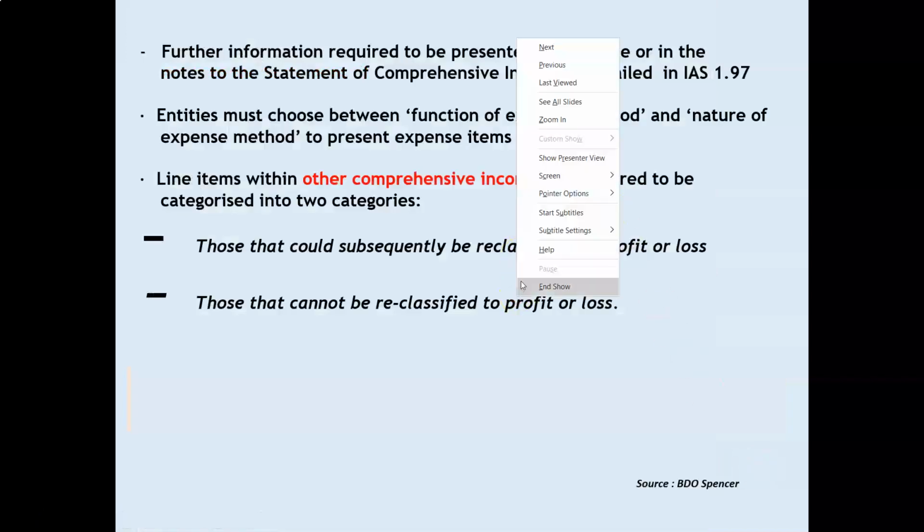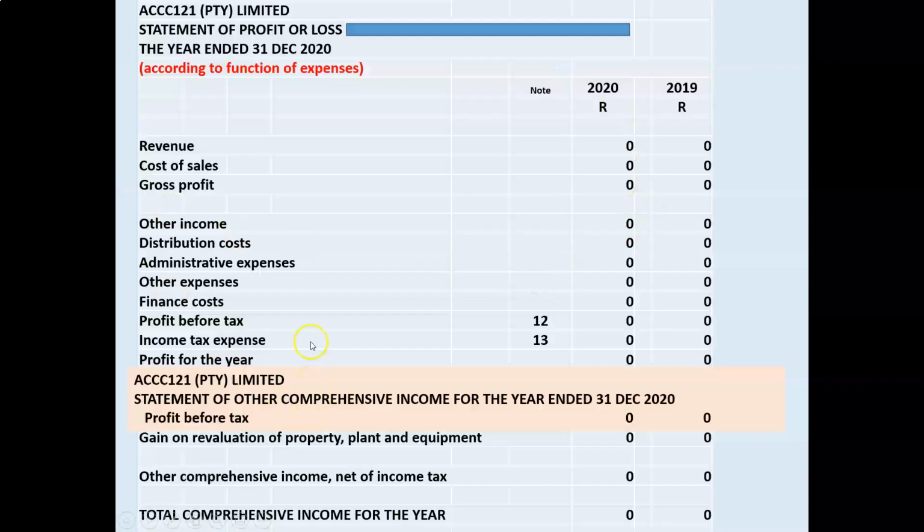Let's quickly, before I move away from this, have a look at the expenses again. Now we said if we're going to apply the function of expenses, we're going to work with distribution and selling costs, admin expenses, and other operating expenses. Now, what is distribution expenses? That is all to do with the selling activity of the entity. Things like commissions paid to our sales personnel. It is directly attributable to the sales action that takes place. So that forms part of trading and distribution costs.